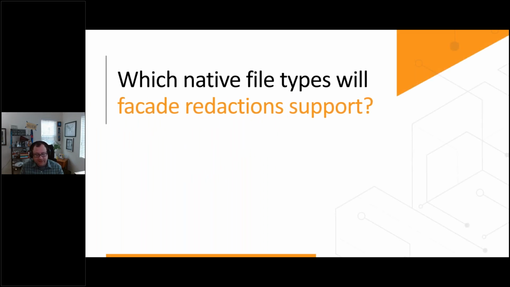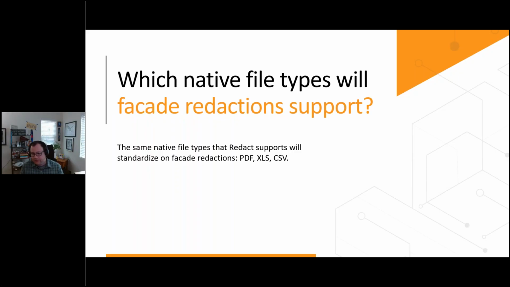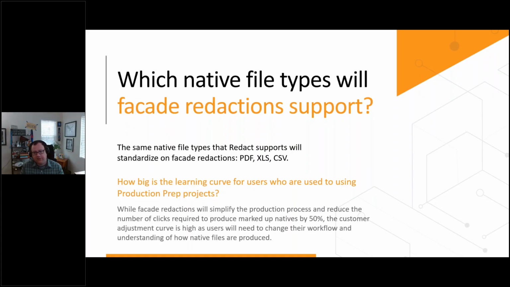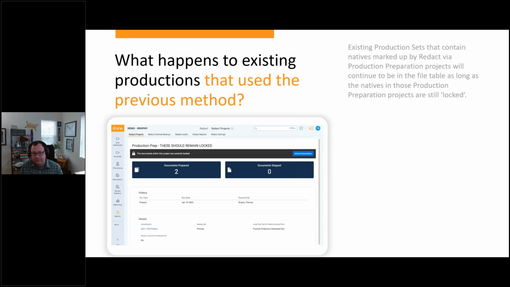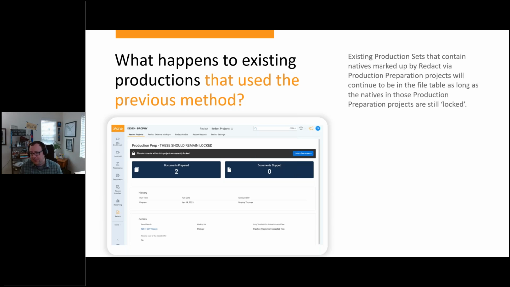So what types of files are supported? Currently it's PDF, Excel, and CSV files. The learning curve with Façade redactions is very similar. A lot of it is very similar to Redact as the overall application, since it's the same way to redact. It's actually just going to cut down time for the reviewer and the administrator. Anything that was previously done is going to be in a lock state, and it'll stay that way.